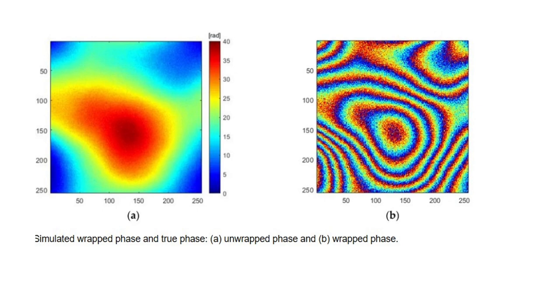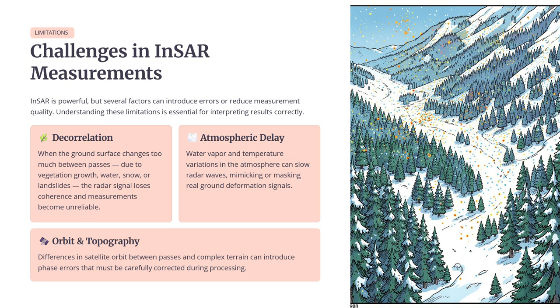Now, phase unwrapping is very simple. It's just like removing the repeating pattern and converting it into a continuous map showing the actual ground displacement that has taken place. In very simple words, wrapped phase shows the pattern while the unwrapped phase tells us the real movement. Now, let's move on to the challenges that are faced in InSAR measurements.